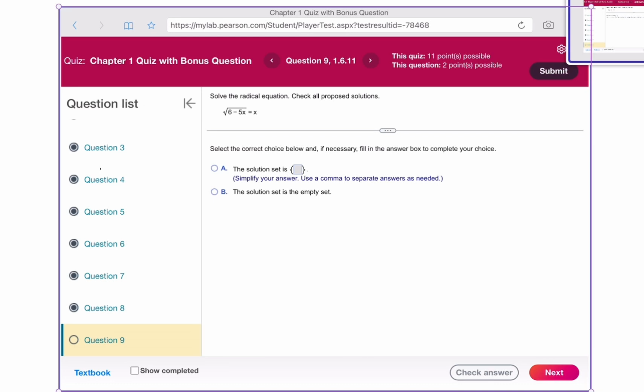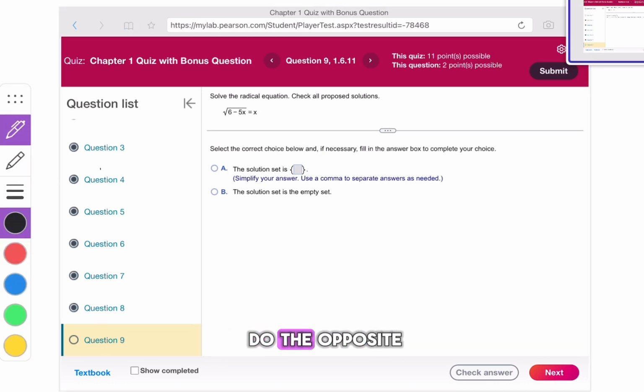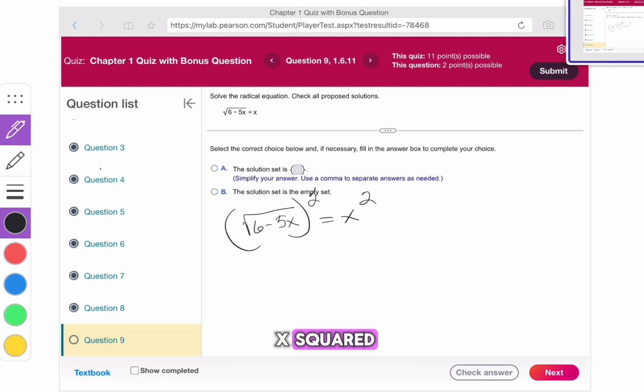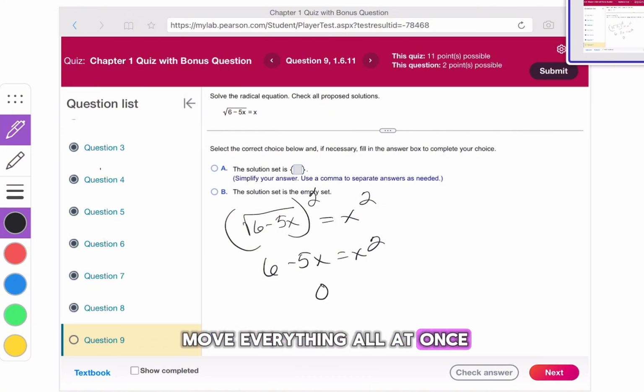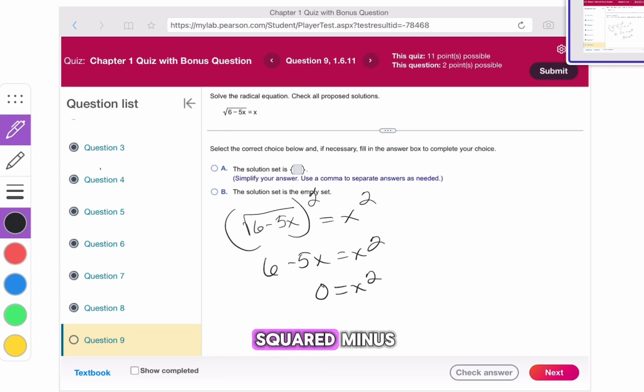All right. And then for here, we just square both sides. So we kind of do the opposite. So square, and then x squared. So you have 6 minus 5x equals x squared. And then I just move everything all at once. So 0 equals x squared plus 5x minus 6.